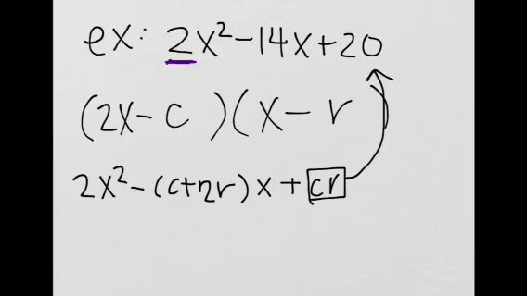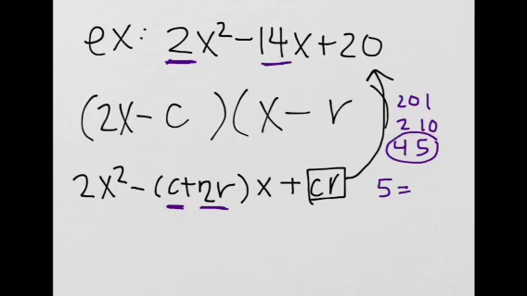Okay, let me change some colors. So we know that c times r has to equal 20, so I'm going to write out the factors of 20. So we have 20 times 1, we have 2 times 10, we have 4 times 5, and those are the factors. And we want to find where c plus 2r is equal to 14. Okay, well, it looks like 4 and 5 would work, because if I had 5 equal to r and 4 equal to c, then 2 times r would be 10, plus c would be 14.